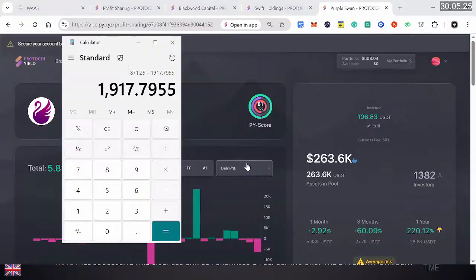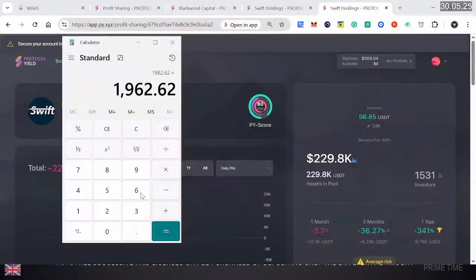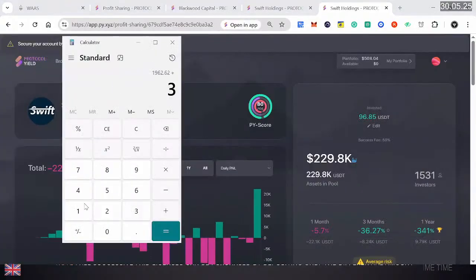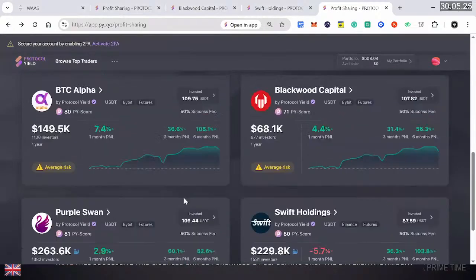I'm sorry, what did I do? 871.25 plus 220.12 plus SIFT holding 341%. Divided by 6, 383, and divided by 2. So that's almost 191%. That is almost 191% annually with 50% success fee.